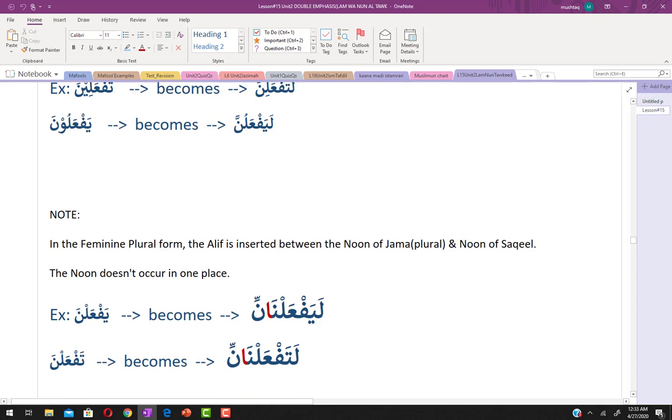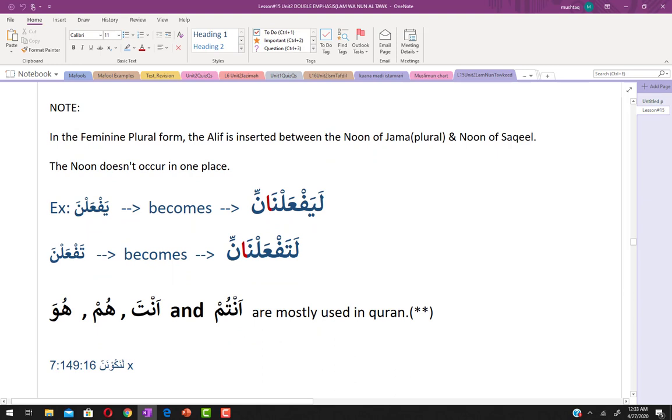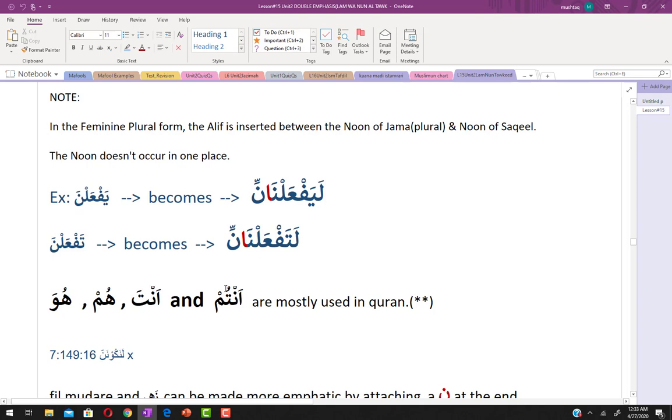In the feminine plural form, the alif is inserted between the noon of plural and the noon of saqil. The noon of saqil is the noon shadda. So the noons do not occur together in one place. So yafa'alna, feminine plural, becomes layafa'alnanni. Tafa'alna, feminine plural, becomes latafa'alnanni. Nanni is added to it. And in the Quran, huwa, hum, anta, and antum are mostly used.